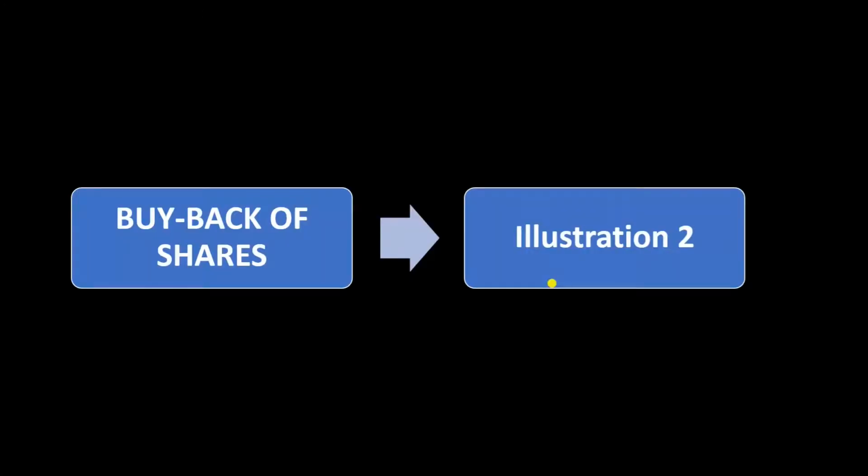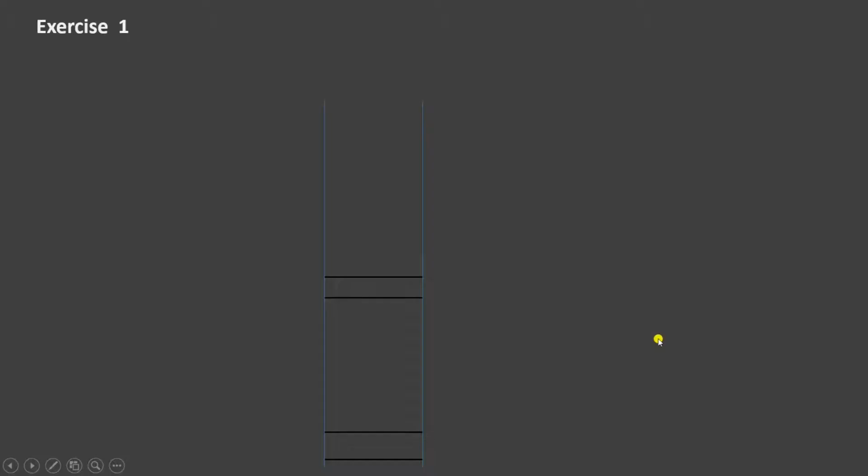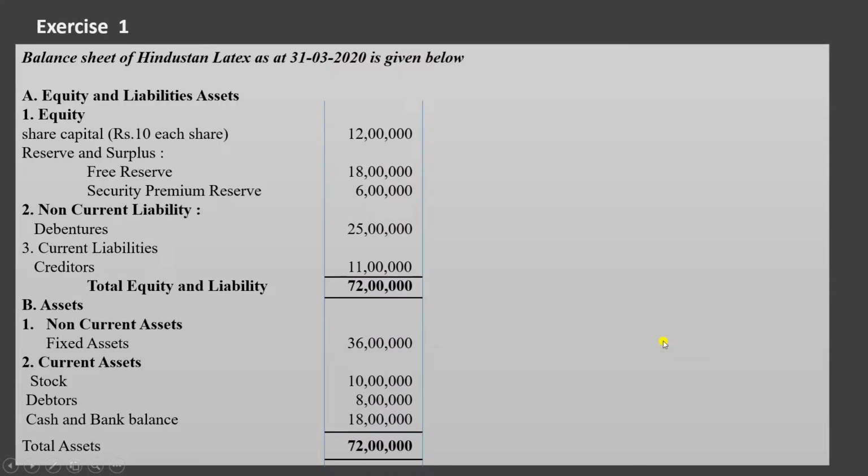Dear students, today we are discussing the second illustration in the chapter Buyback of Shares. In the earlier video, we saw the journal entry for the buyback of shares, and we did a simple problem in that video. In this video, here is the problem.